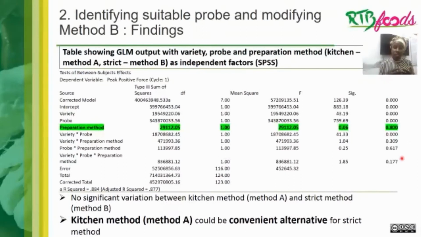And so even though the kitchen method does not give the best results in terms of reproducibility, we identified it as a convenient alternative to the strict method. And this is really important because, like I noted before, the kitchen method is the same exact process we use when preparing samples for sensory analysis. So in cases where we are conducting both sensory analysis and texture analysis, it would be more convenient if we had the same preparation method.